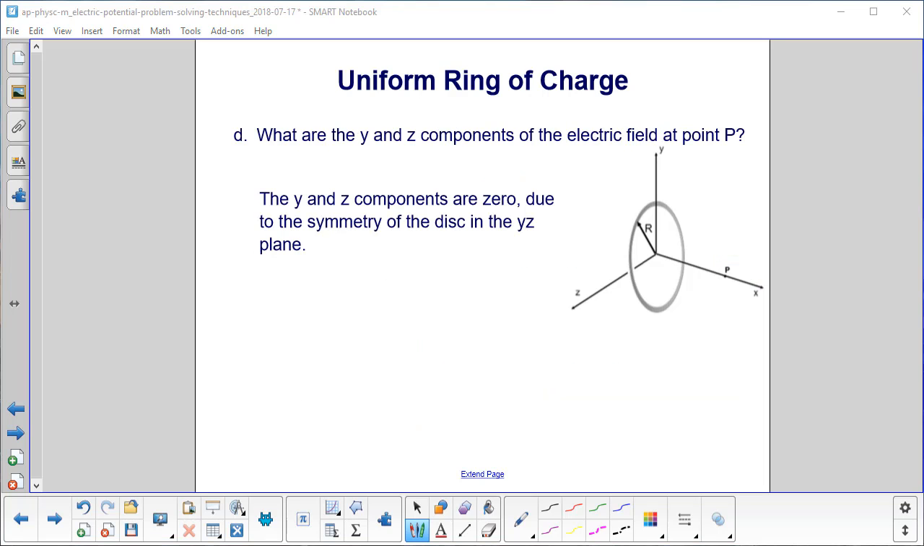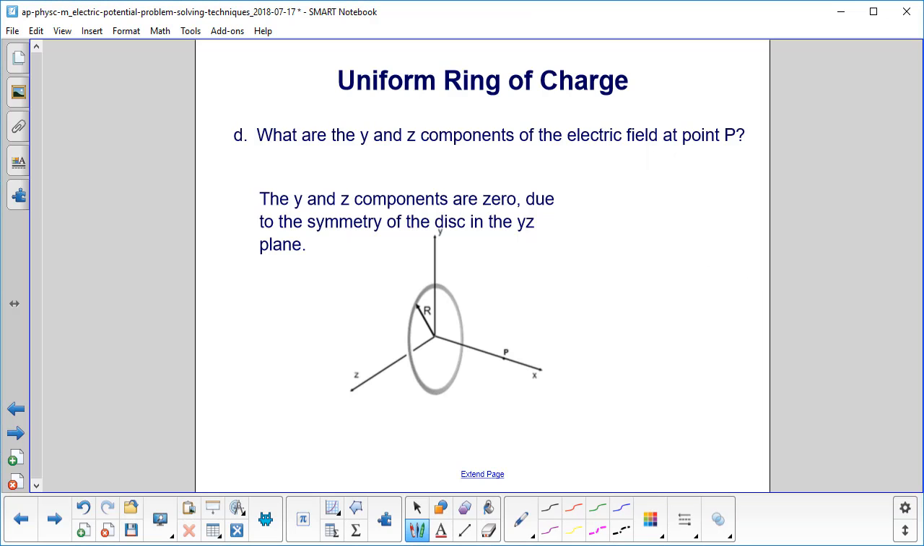What are the y and z components of the electric field at point P? Well, they're both 0 due to the symmetry of the ring in the y and z plane. And at this point here, let's just take these two charges, bits of charge. This will have an electric field up like this. This will have like this. So along the y-axis, you can see that they'll cancel out. And similarly, you can do that along the z-axis.